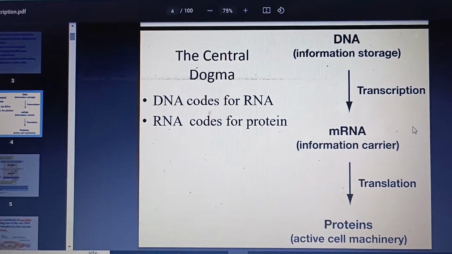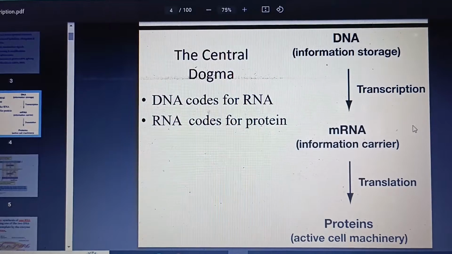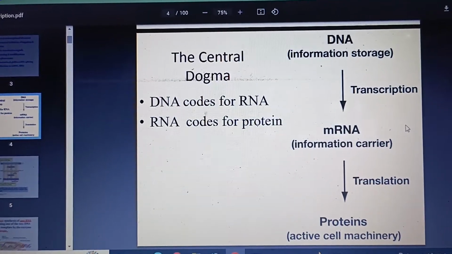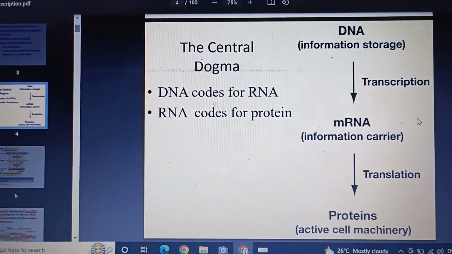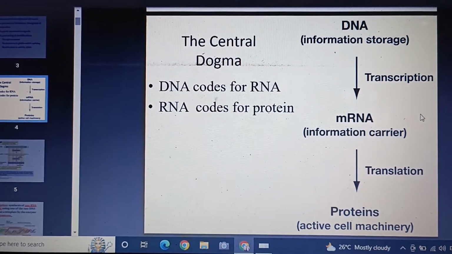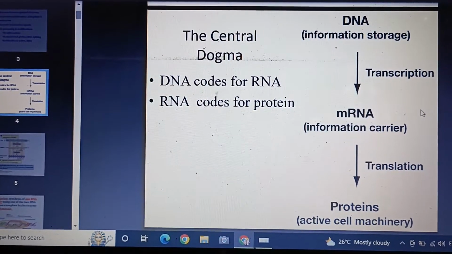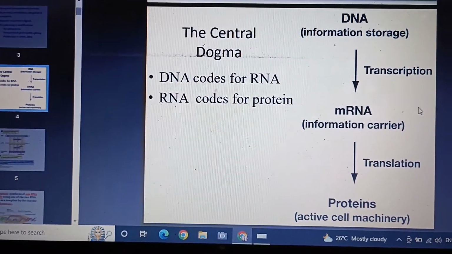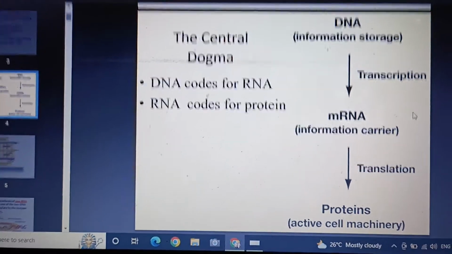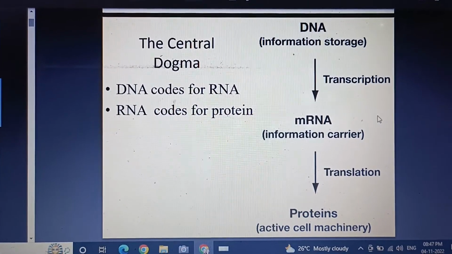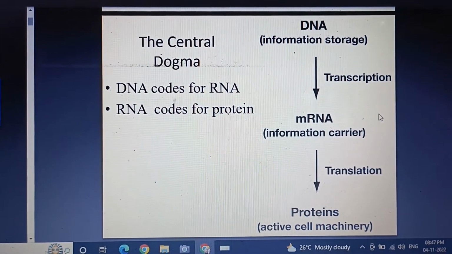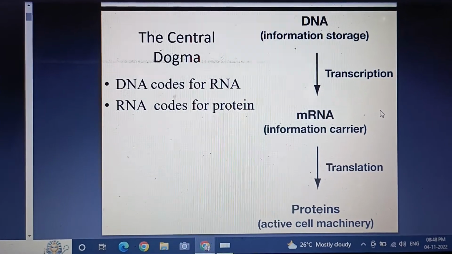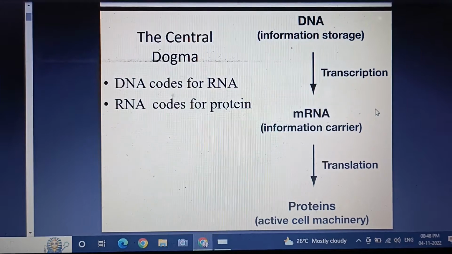So what is the central dogma? The central dogma is the major phenomenon of molecular biology. What it actually means is that DNA codes for RNA and RNA codes for protein. In detail, DNA to RNA, from mRNA to proteins. So this is the central dogma of life.